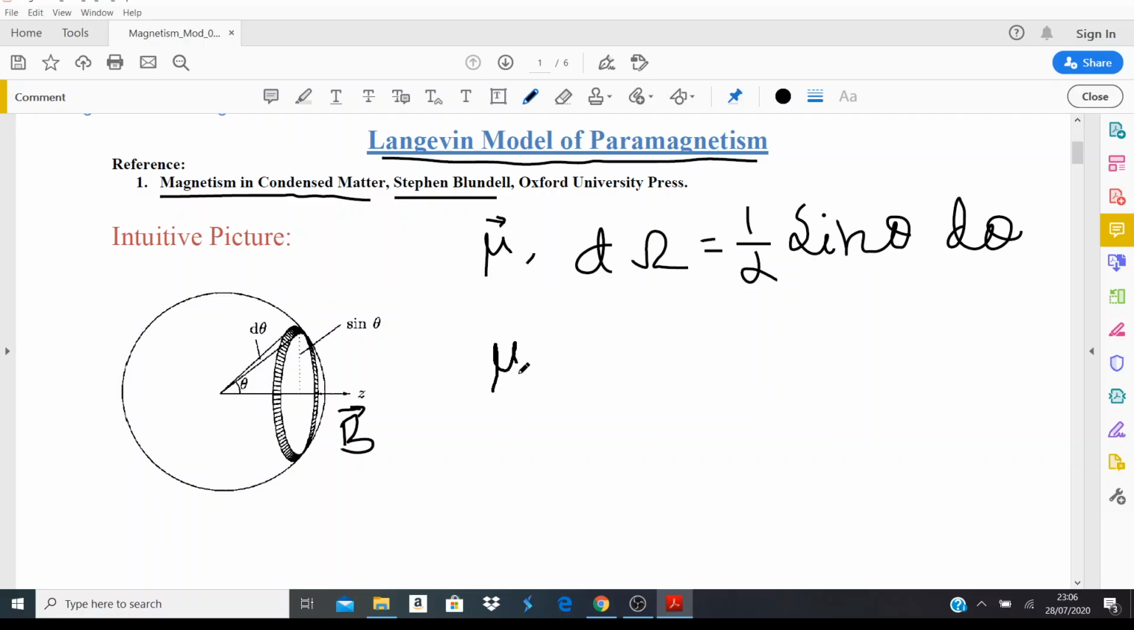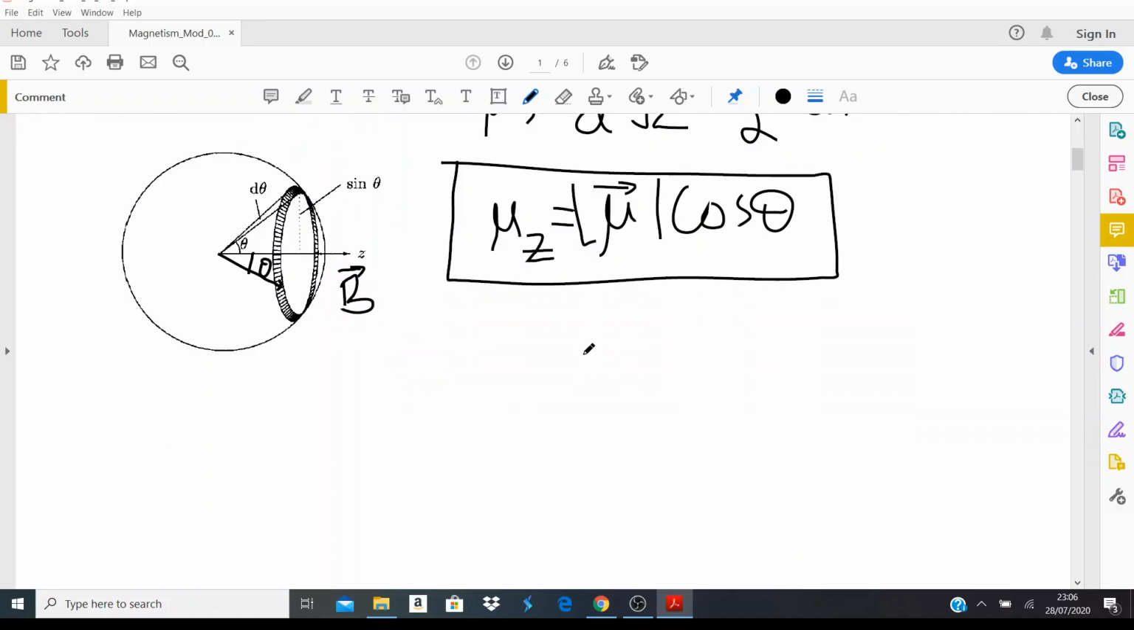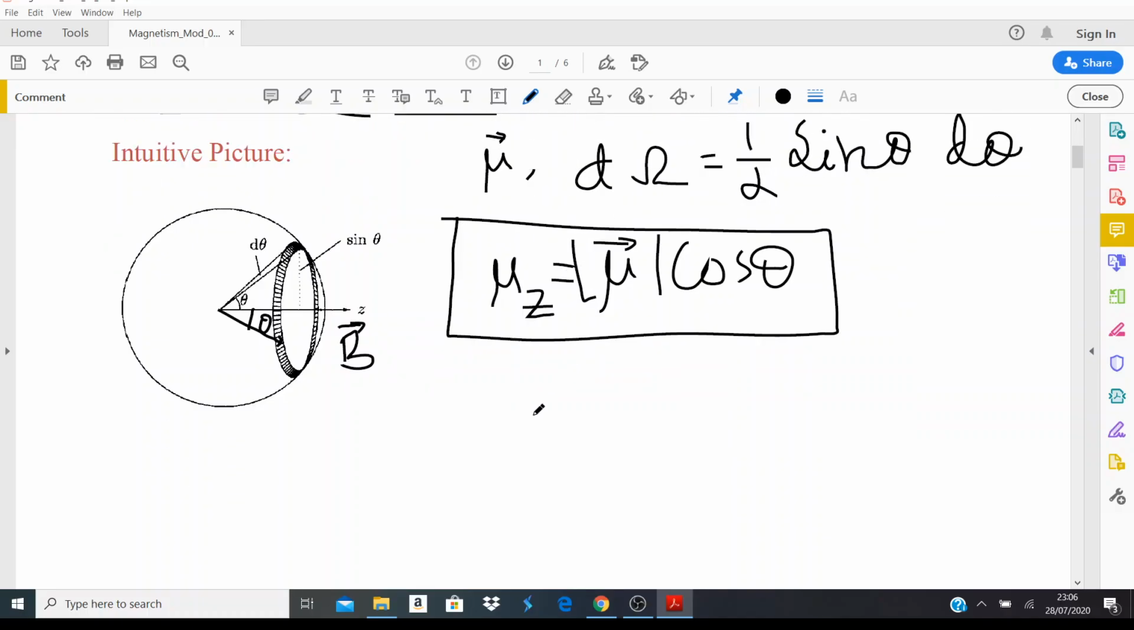So if you ask what is the z component of the magnetic dipole moment, let's say we have some moment pointing in this direction, the angle is theta. So along z, this is nothing but the value times the cosine of the angle between mu and z, right? That's our z component. And then we came across the term, the energy of the magnetic dipole moment, which is nothing but minus mu B cos theta, right?